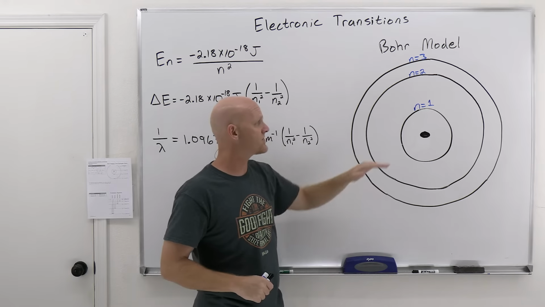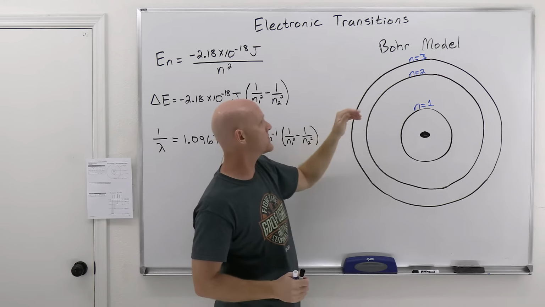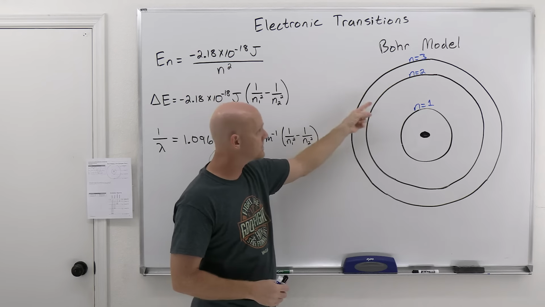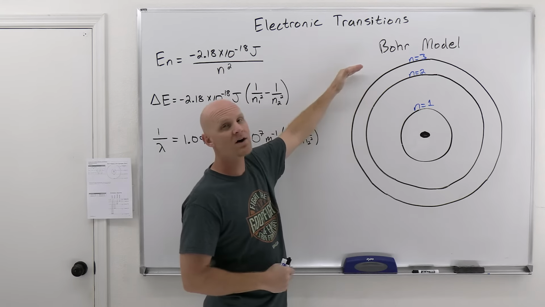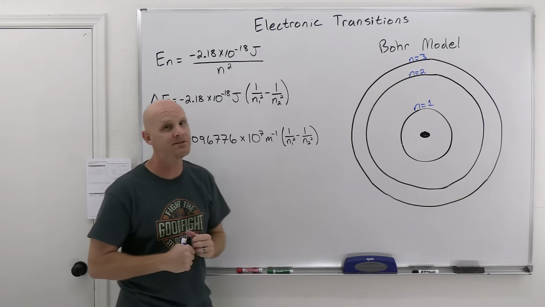But what you find, though, is that the further you go out, the closer these orbits get together. So n equals 4 would be even closer to 3 than 3 is to 2. And notice 3 is closer to 2 than 2 is to 1, and so on and so forth. So they do reach an upper limit on how far that radius goes out. But eventually you'll reach n equals infinity.